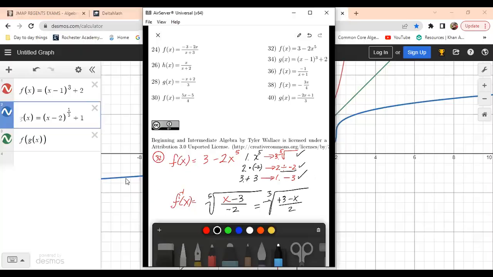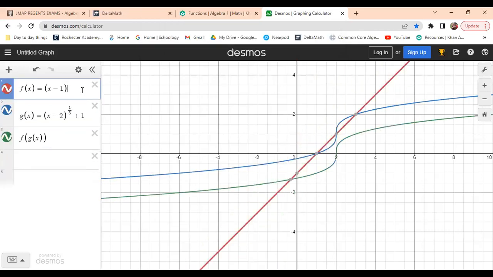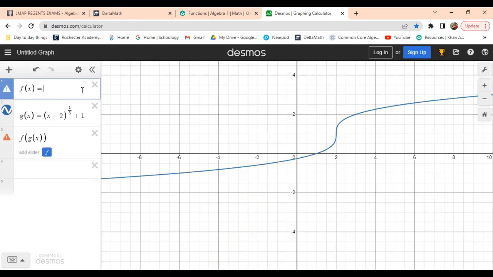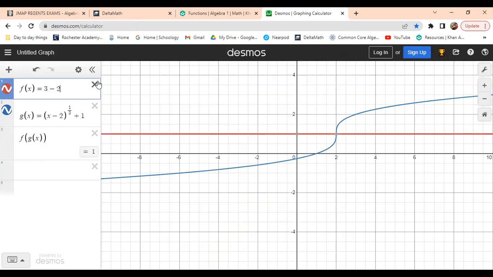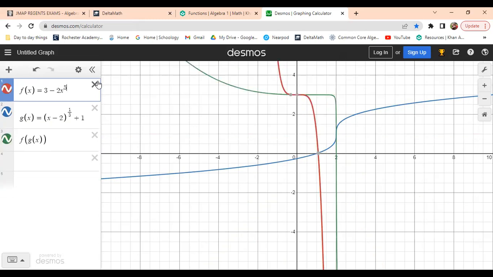So now I'm going to go back to Desmos. I am going to take the original function and enter that. So it was 3 minus 2x to the 5th power. That's the original.